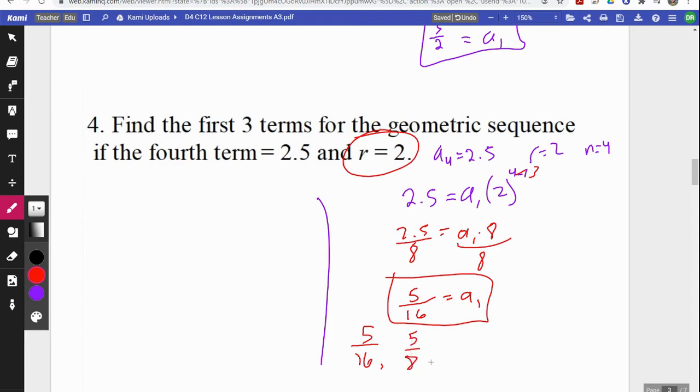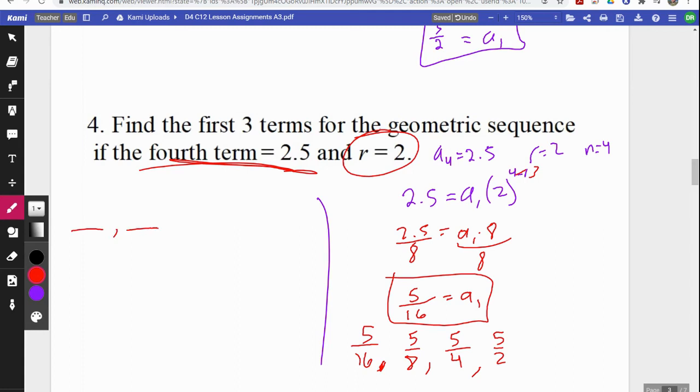You could use a calculator to prove that, but if we multiply this one by 2 to get the 3rd term, to have the first 3 terms, we'd have 5/4. And if we multiply it again to show that we did have the 4th term at 2.5, it would be 5/2, which is 2.5.